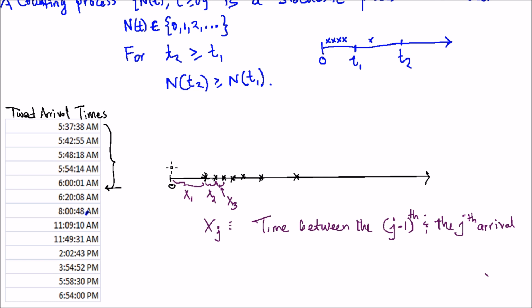Instead of the inter-arrival times, you could also be interested in finding the distribution of time to the 10th, or time to the 20th, or time to the 5th arrival. So I'll define S1 as time to the first arrival, S2 as time to the second arrival, and S3 as time to the third arrival. And in general, S subscript n as time to the nth arrival, which is X1 plus X2 all the way up to X subscript n.